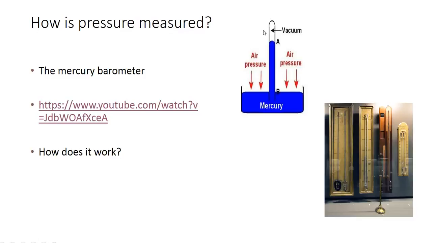That is the atmospheric pressure. But if the atmospheric pressure increases, the air will push down here more, and the mercury level here will increase. It will be more than 760 millimeters of mercury. If you go to a place where the pressure is low, the air will push down here less strongly, and then this mercury level will go down a little bit, and the pressure will be less than 760 millimeters of mercury.